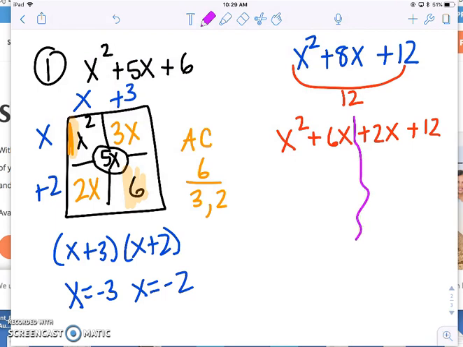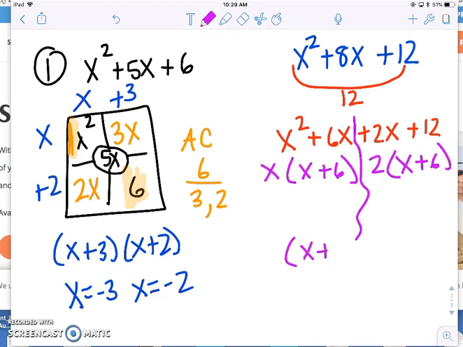So we'll divide this up. What comes out of this left side, we can pull out an x. So we have x plus 6. What about this right side is 2, so x plus 6. So it factors into x plus 6 and x plus 2. So if we were to solve this, x equals negative 6 and x equals negative 2.